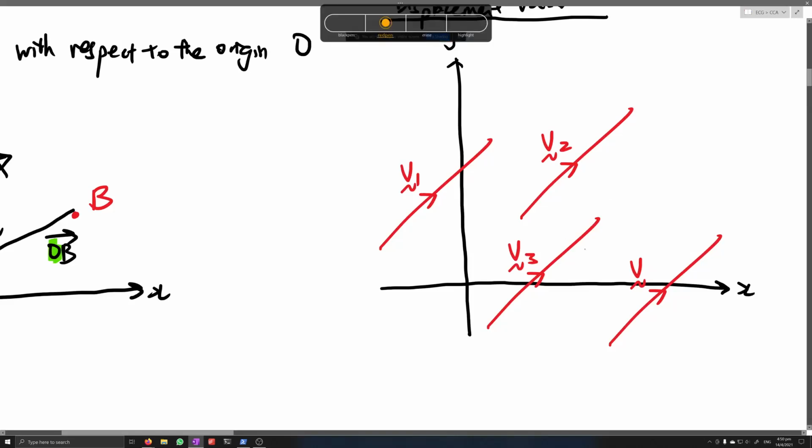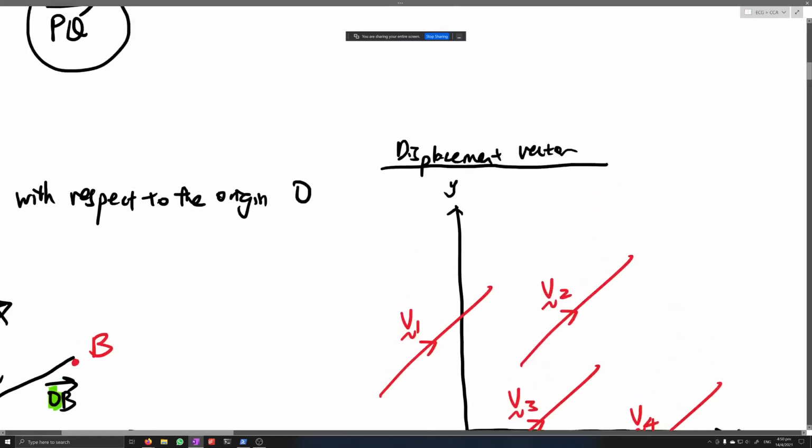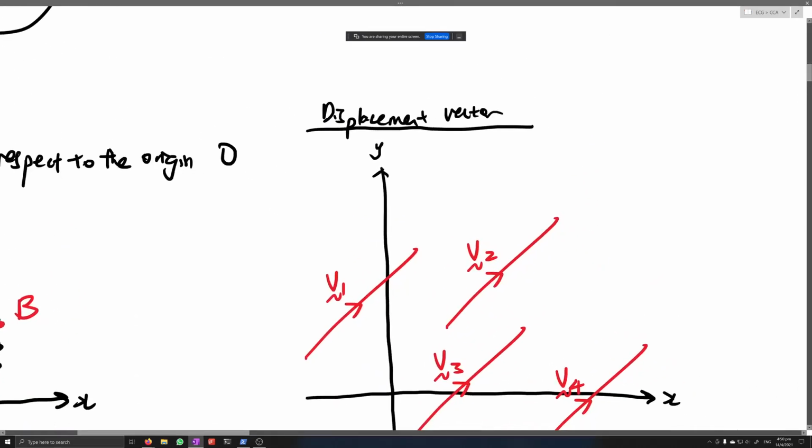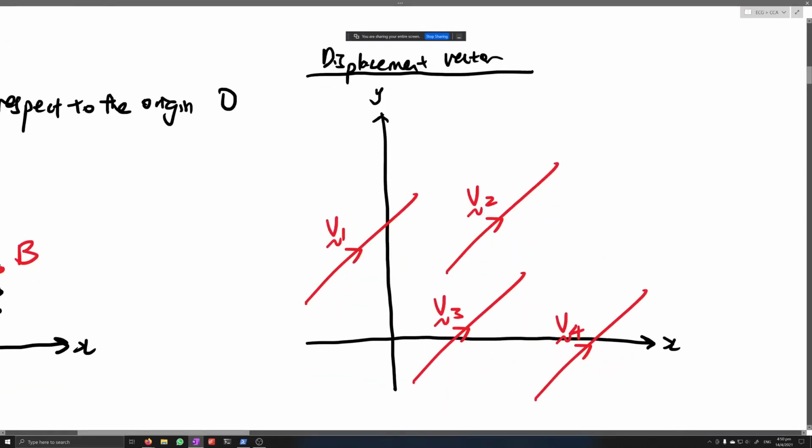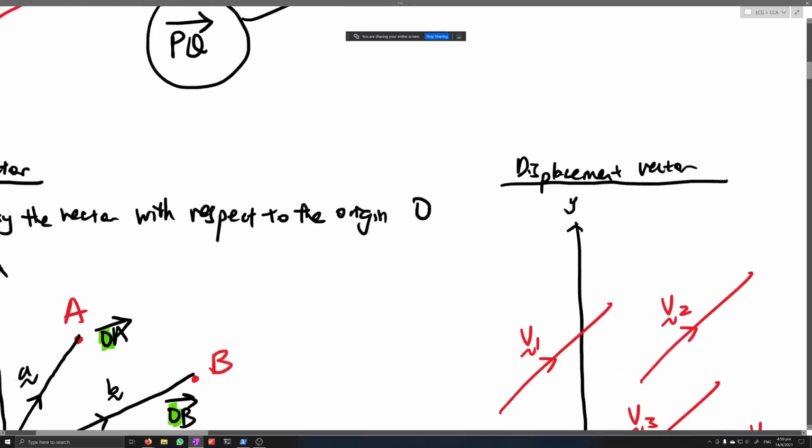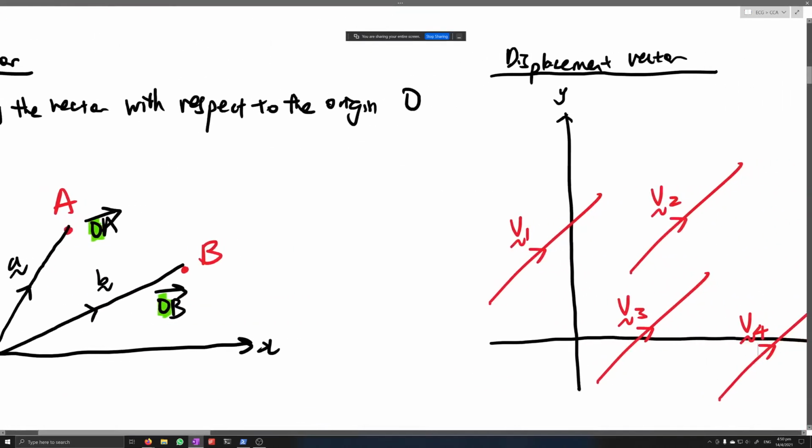Realize that all of these have the same magnitude and direction, but they do not necessarily start from the same place. So in this case, we call it a displacement vector because it only tells you the displacement from a certain point to another point in terms of direction and magnitude, where the initial positions of any of the points doesn't matter. So this is position versus displacement vector.